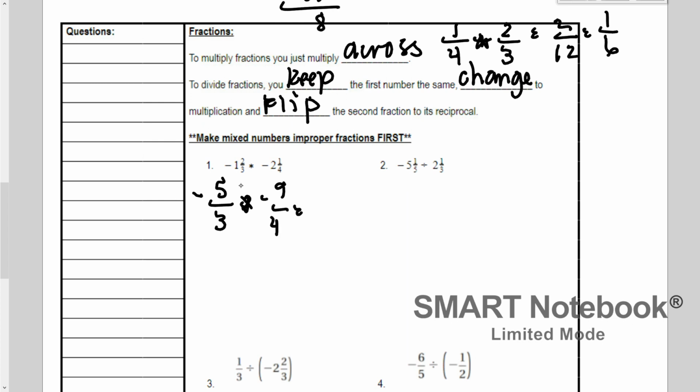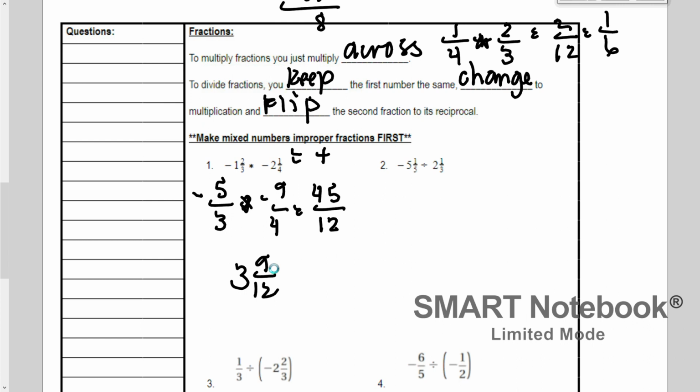When we multiply across, we'd have a negative times a negative, so I know my answer is going to be positive at the end. 5 times 9 is 45. 3 times 4 is 12. 12 can go into 45, not 4 times, because that would be 48, so it would be 3 times. And then that would be 36, so that would be 9.